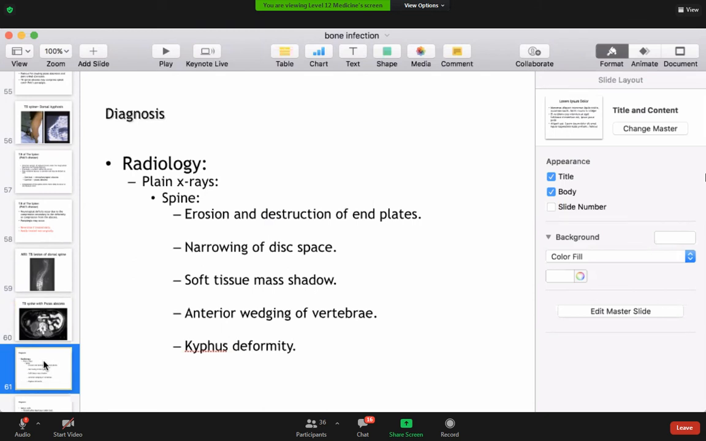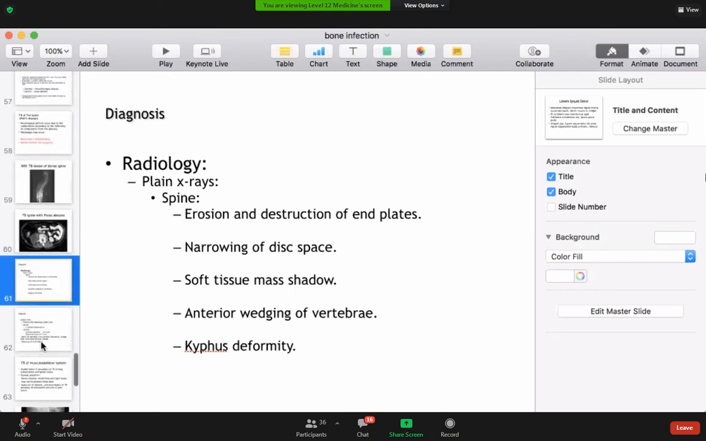So the main characteristic radiographic appearance: erosion and destruction of the end plates, narrowing of disc space, soft tissue mass shadow, anterior wedging of the vertebra, kyphosis, deformity.